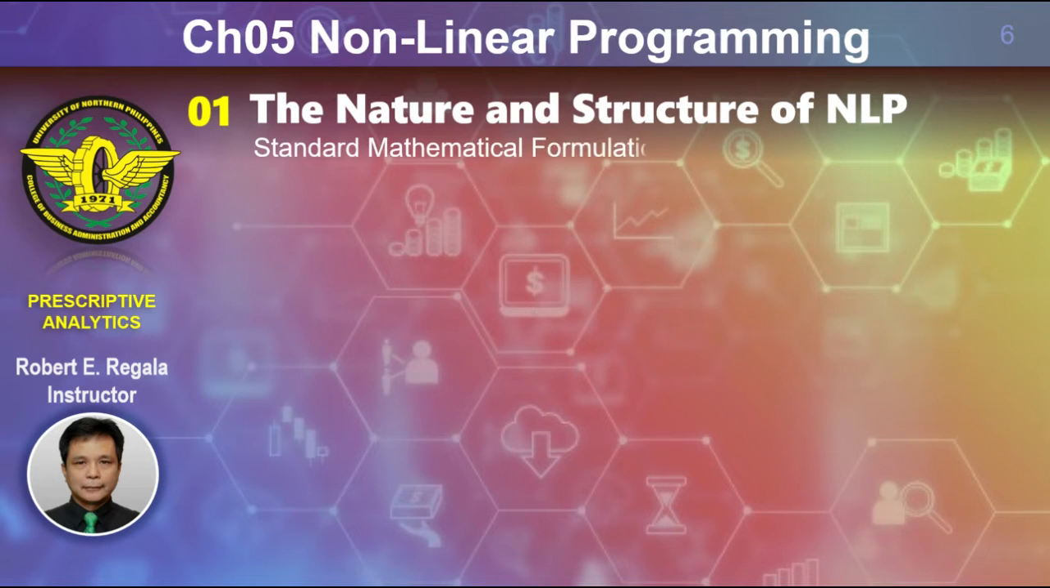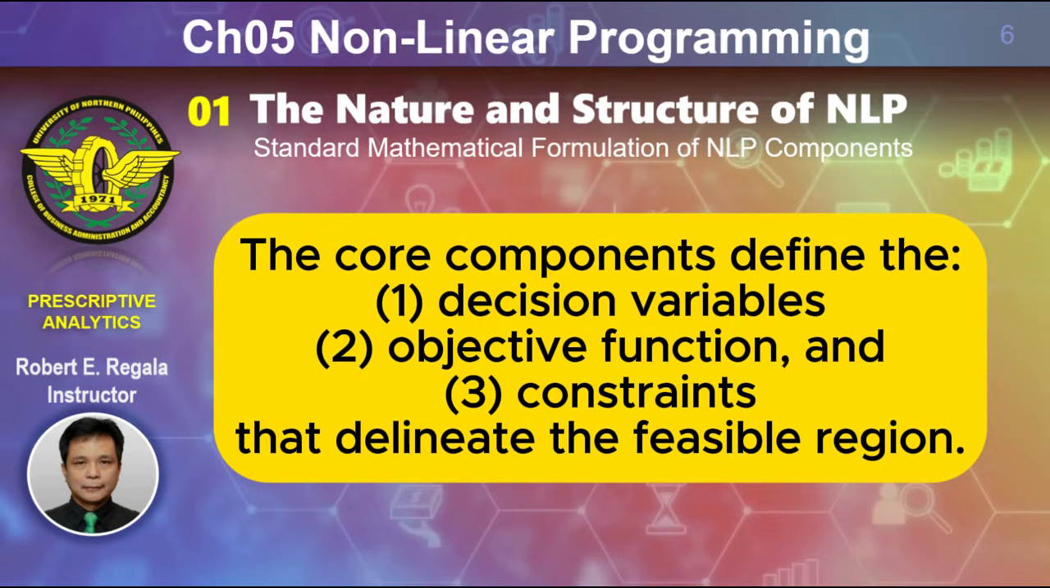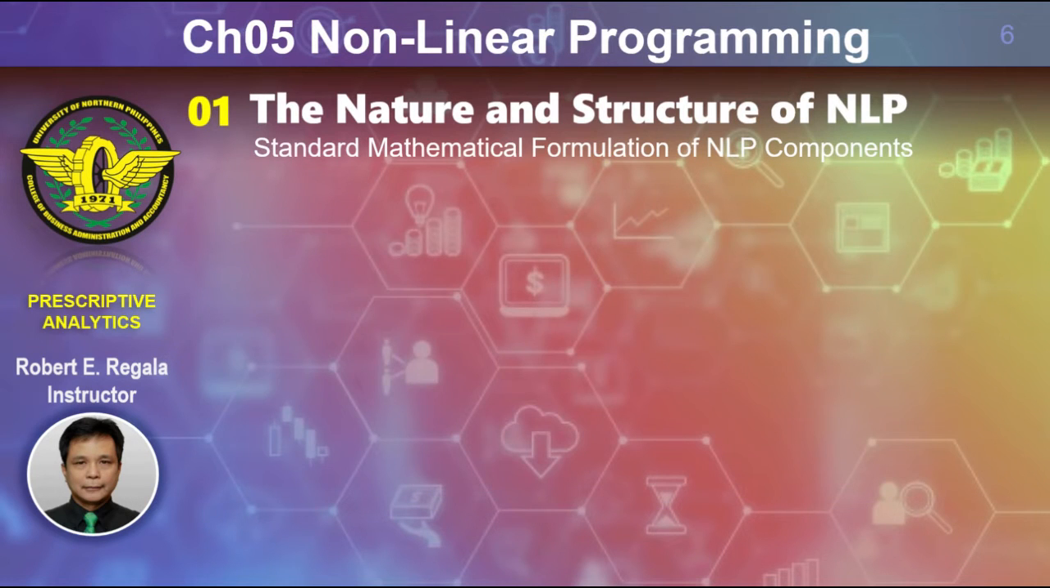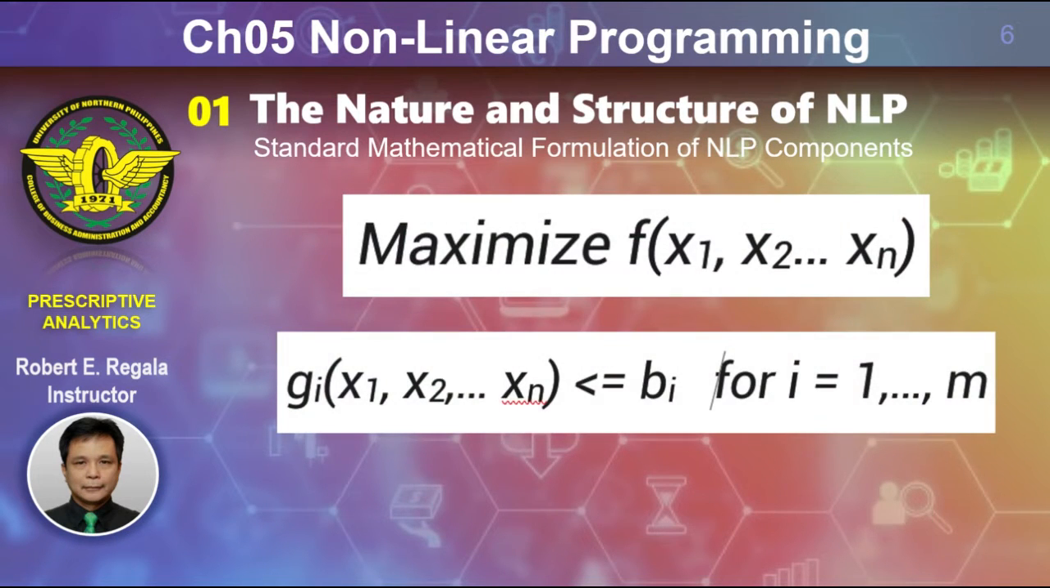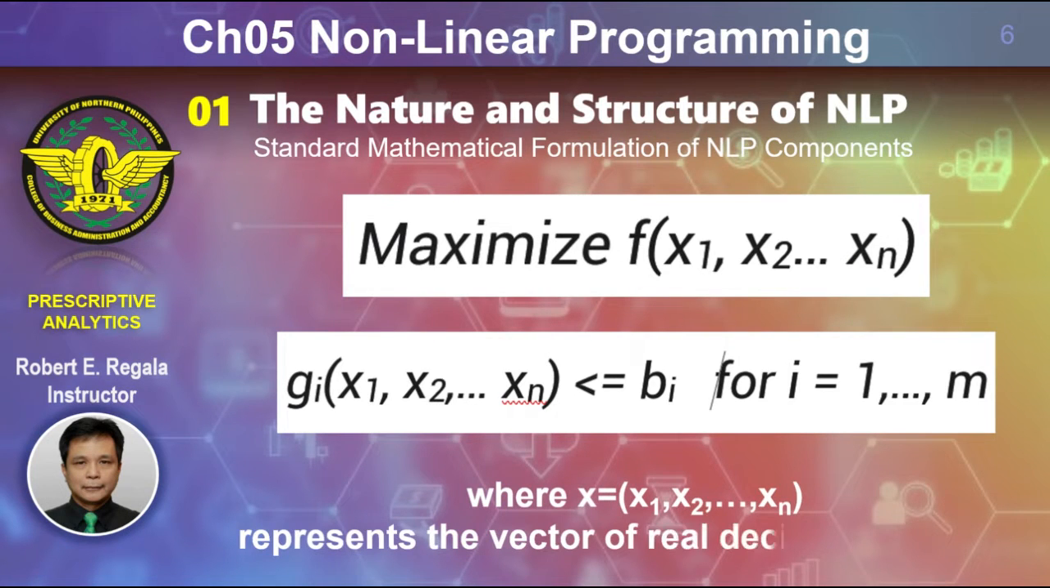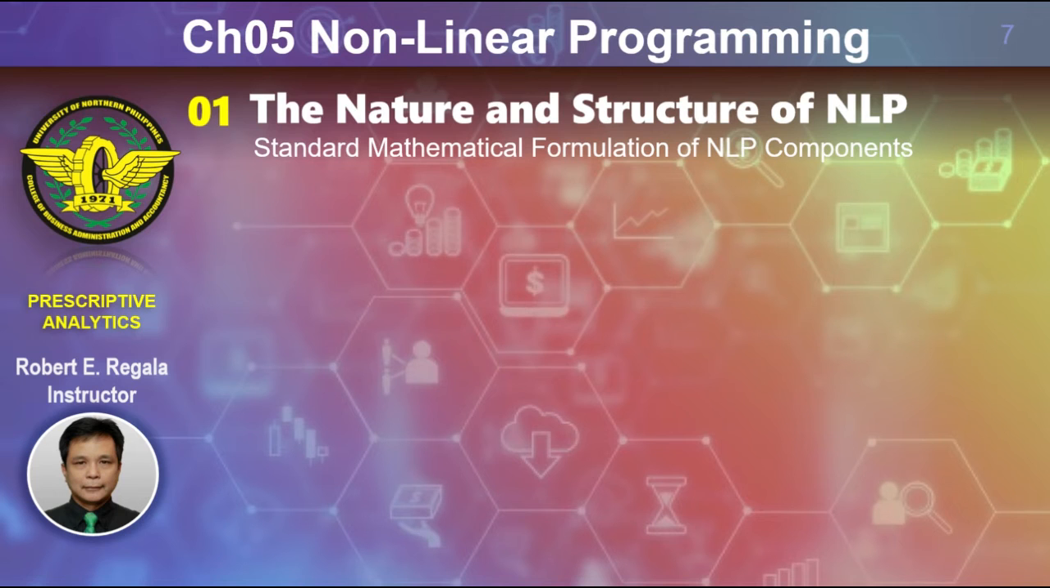Standard mathematical formulation of NLP components. The general nonlinear programming problem can be formally stated in maximization form, although an equivalent minimization form always exists. The core components define the decision variables, the objective function, and the constraints that delineate the feasible region. The general formulation seeks to maximize a function as shown on the slide, subject to constraints, also shown on the slide, where multiple instances of x represent the vector of real decision variables.